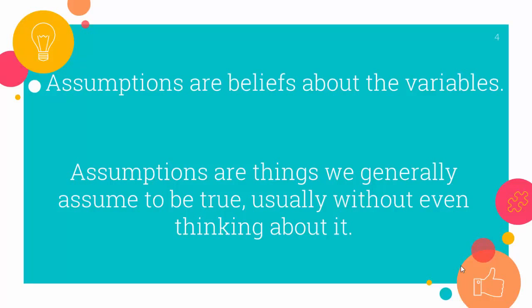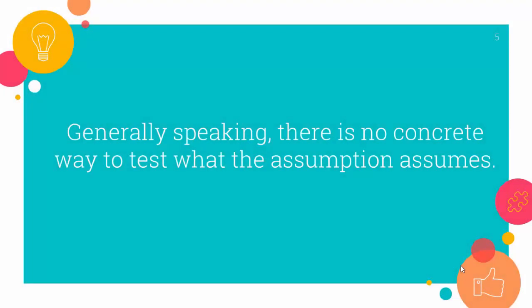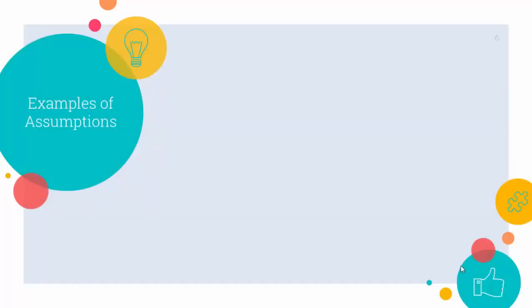Kind of like pulling up to a stoplight. You assume that the other lane has green and they're going to go. If you pull up to a green light, you assume that everyone else is going to be stopped. These are just assumptions that we make. We don't even necessarily think about them. Generally speaking, the reason that we call it an assumption is because there's no concrete way to really test what the assumption assumes. By now, I'm sure you've gotten the point that everything in this paper needs to be fact-based, research-based, and citable. So now I'm telling you to assume things? It does make sense if you look at the examples.